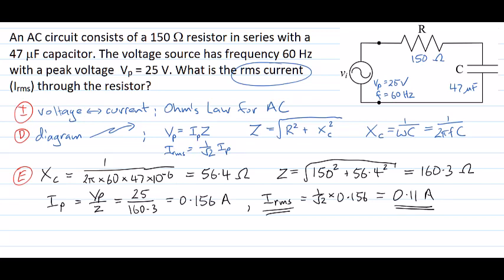There's my final calculation. Now, of course, it asks for the current through the resistor. I need to double check on my circuit here. This is a series circuit, so my current that's flowing at any point in the circuit, say for example through the resistor, will be the same as the current through the capacitor, will be the same as every part of my circuit. It's a series circuit. So this is indeed the RMS current through the resistor.